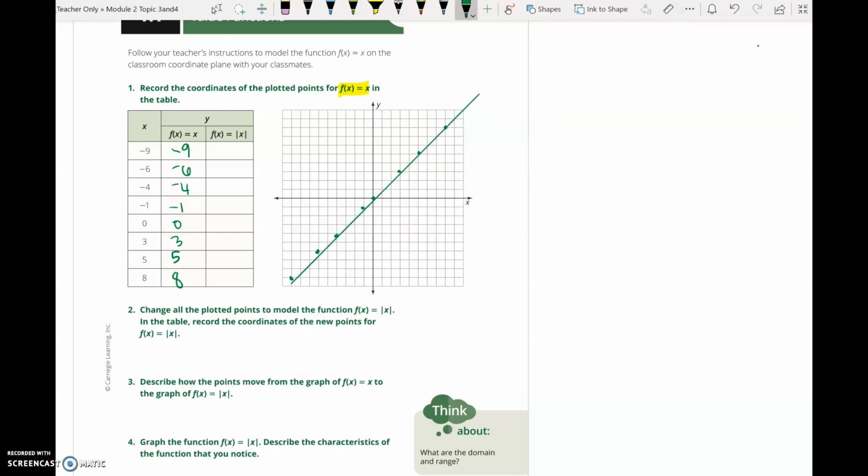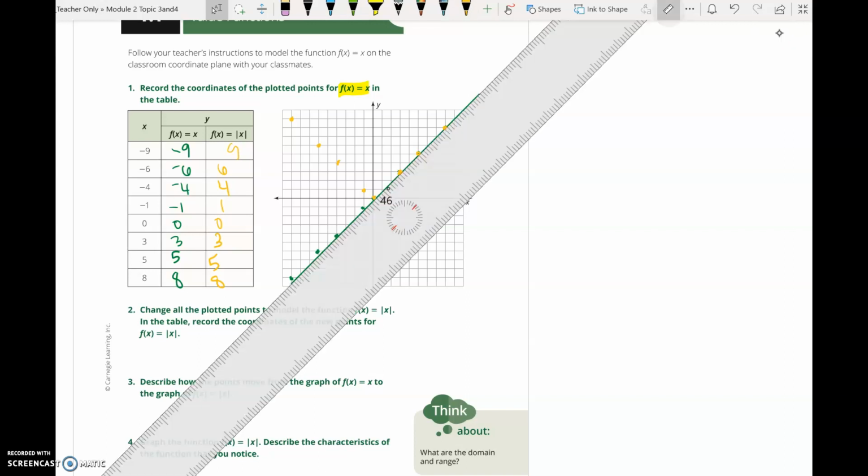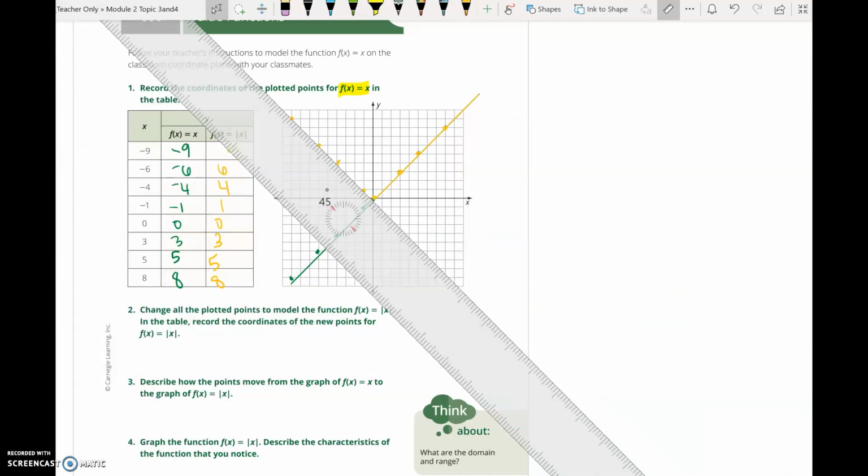Okay, now when we take the absolute value of an input, it's always going to become positive. So if we take the absolute value of -9, it's going to become 9. Absolute value of -6 becomes 6, and so on. So this one's going to look slightly different. But it is going to line up with part of our line. And if I connect these dots, notice that I have a V shape.